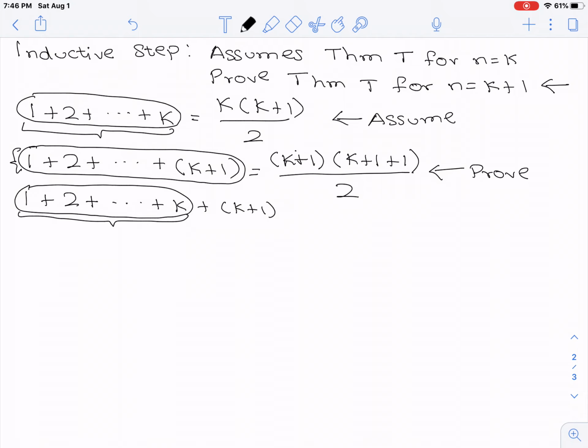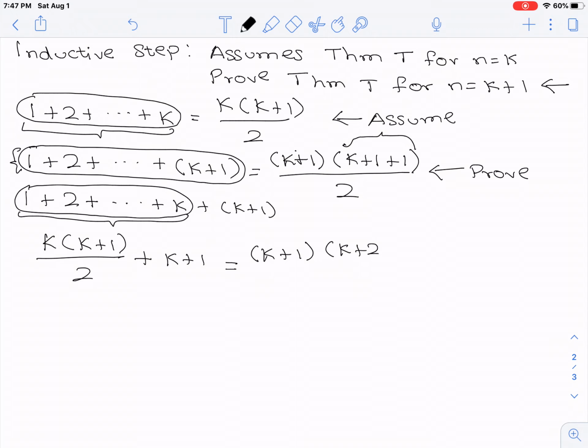So let's do that. k times k plus 1 over 2 plus k plus 1. And that's equal to k plus 1. And this right over here can be simplified to k plus 2 over 2. Now what we can do is we can multiply this k plus 1 right here, top and bottom, by 2. So we can do this, 2 times k plus 1 over 2. And we do this because we want all the denominators to have a 2. That just makes the algebra easier.